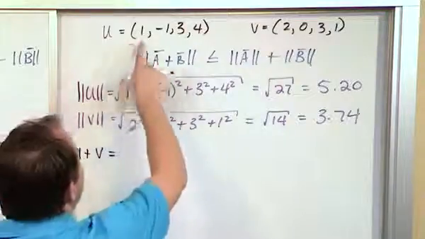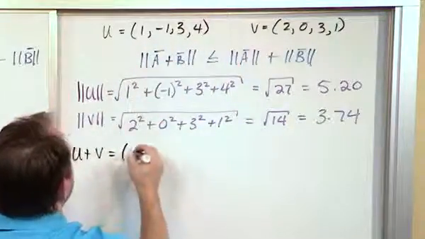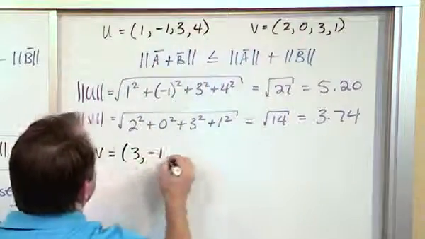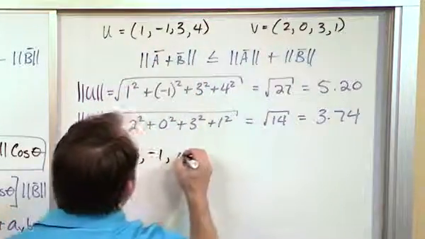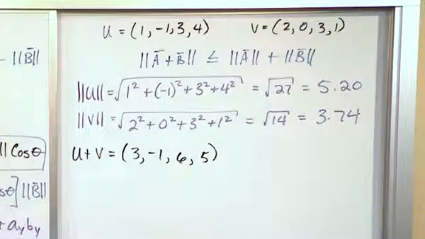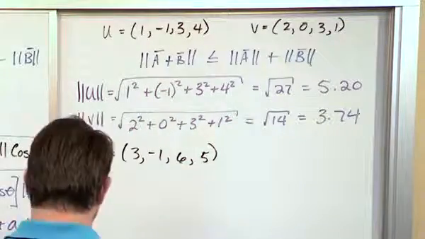To add vectors, we add the respective components. So 1 plus 2 gives me 3. Negative 1 plus 0 gives me negative 1. 3 plus 3 is 6. And 4 plus 1 is 5. So we have 3, negative 1, 6, and 5. We just add those two vectors together.